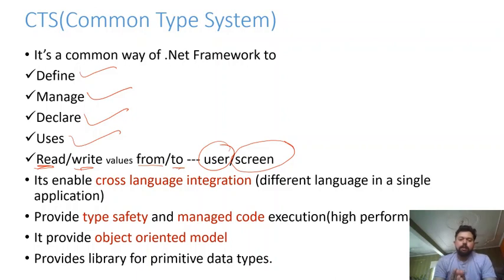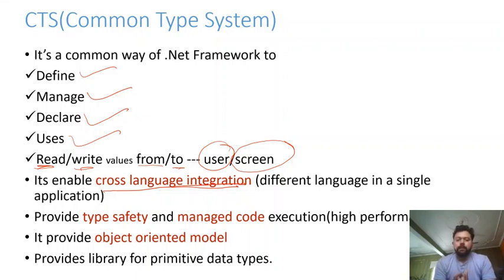And the next is it enables cross language integration. So what is cross language integration? Cross language integration means language independence, meaning different languages can be used in a single application. Either you use VB, C#, Python, or C++.